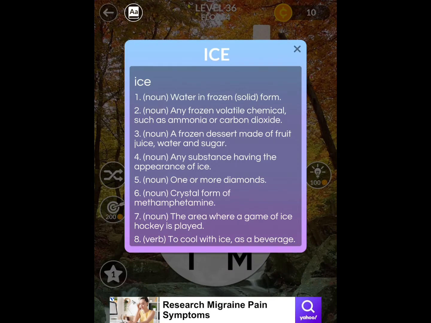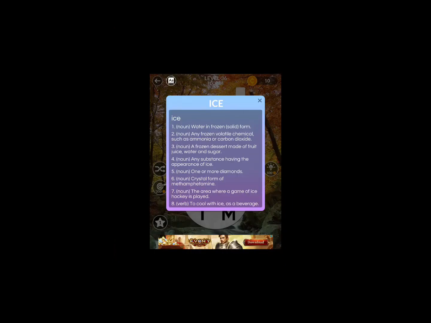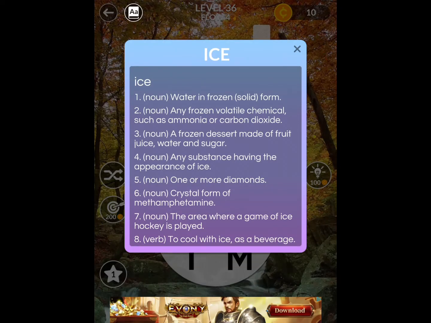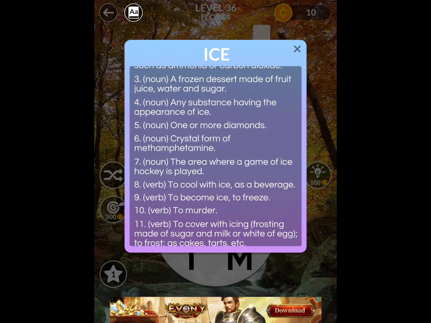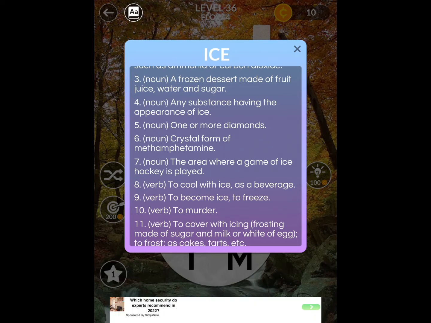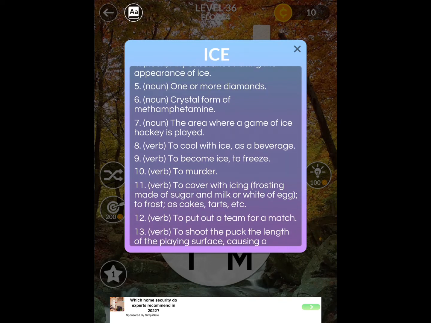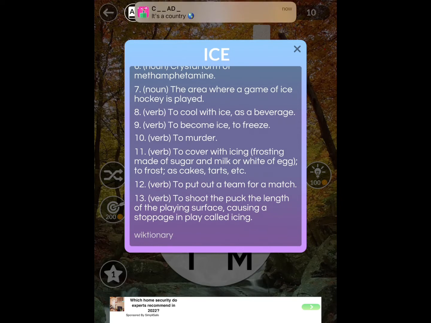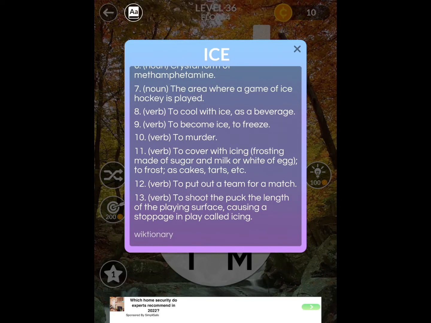Okay, what does ice mean? Ice means now water from in frozen solid form down any frozen. Or one or more diamonds now in a crystal form. Down the area where the game of ice and hockey is played. 8. Verb is to liquefy a beverage. 9. Verb is become ice to freeze. Verb to mutter to cover icing, frosting made of sugar, milk, or white of egg to frozen.